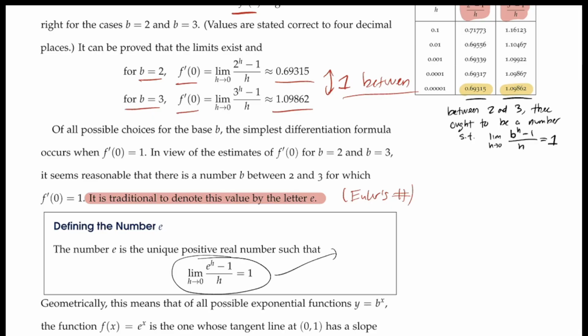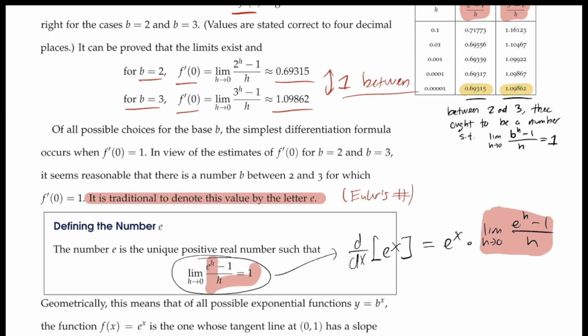So what's nice about this is that the derivative with respect to x of e to the x is going to equal e to the x times this limit as h approaches 0 of (e to the h minus 1) over h. And by design, the e number we're choosing makes this thing right here equal to 1, because this thing right here goes to 1. Which means that the derivative with respect to x of e to the x is just e to the x. This will be the foundational rule that we'll use for exponential derivatives: the derivative of e to the x is e to the x.